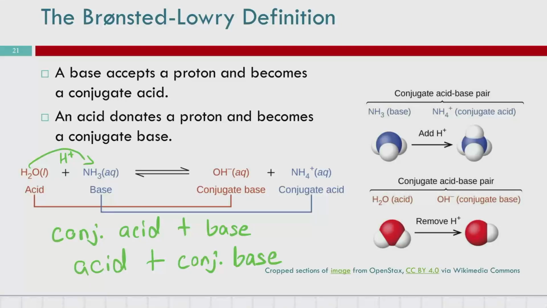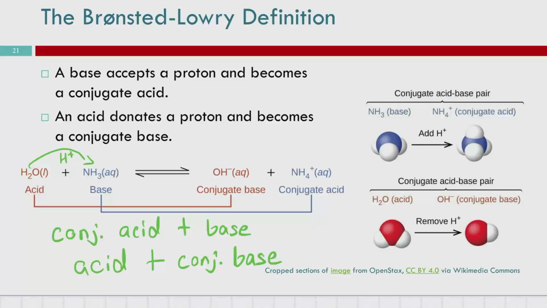Do we have any questions about our conjugate acid-base pairs? If you have an acid on the left side, it can turn into a conjugate base on the right side. It doesn't always, but it can. If you have a base on the left side, it can turn into a conjugate acid on the right side.